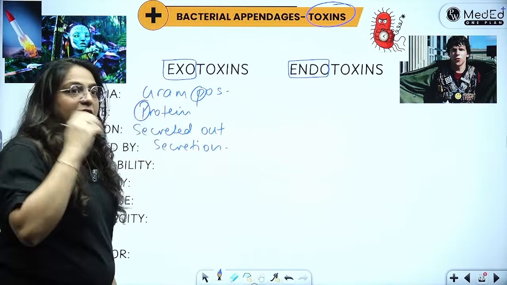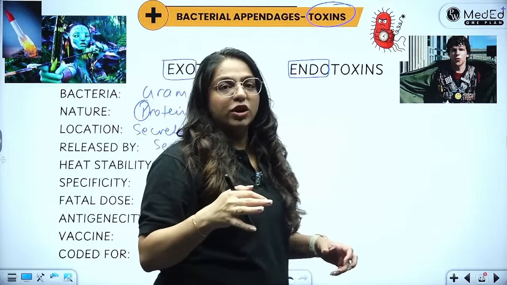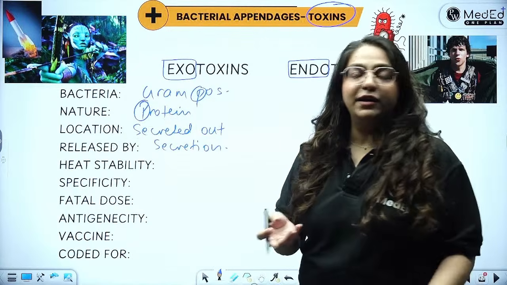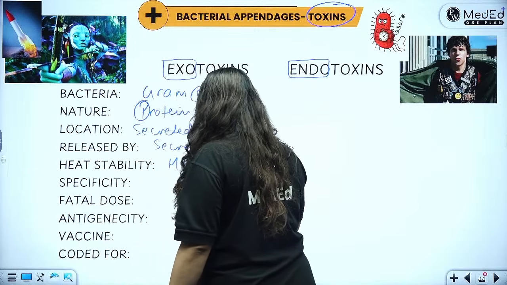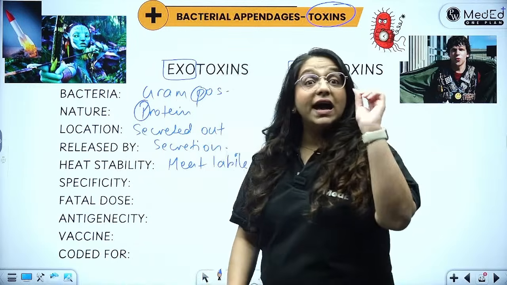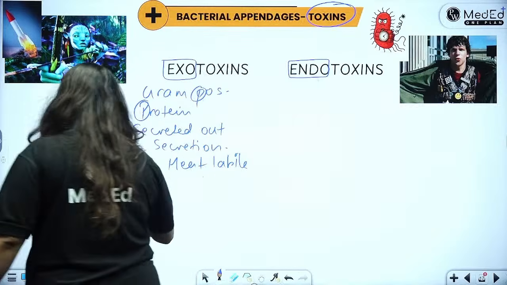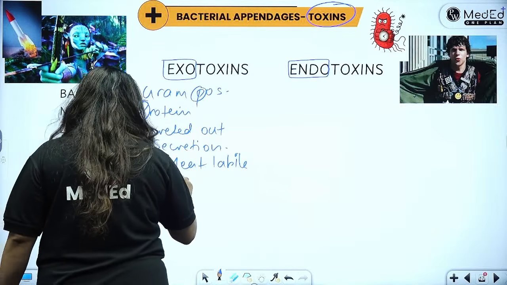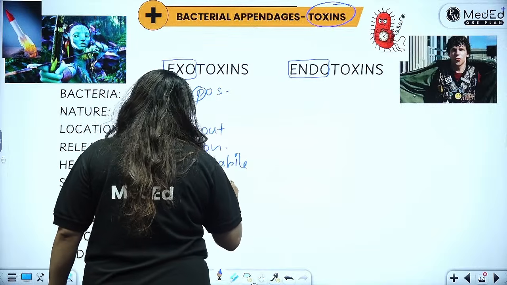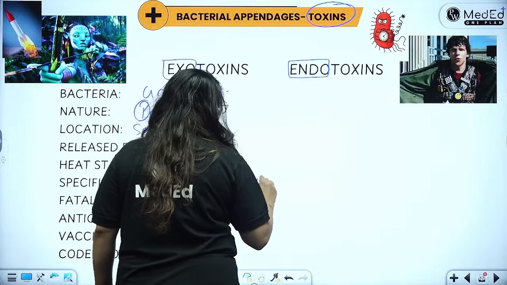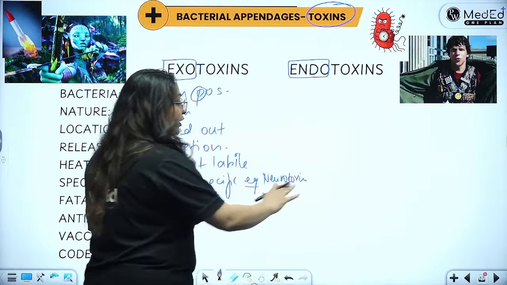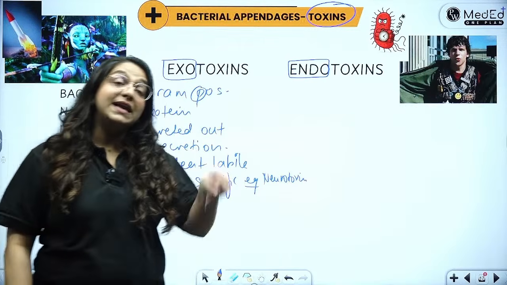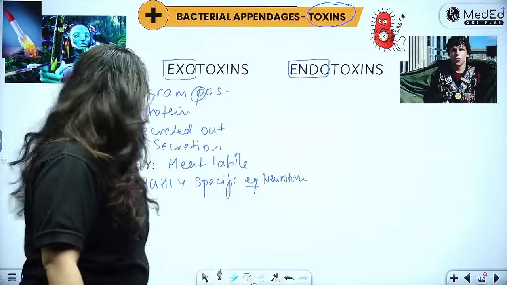Heat stability. All of these intelligent missiles, if you put heat to them, they will go bad. So these are heat labile, not heat stable. What about specificity? Like I said, they are highly specific. They will only go and hit one specific tissue target. That is why examples of exotoxin are neurotoxin and enterotoxin. They are not going to get lost on the way. They will go and hit exactly the nerve that they are supposed to hit.